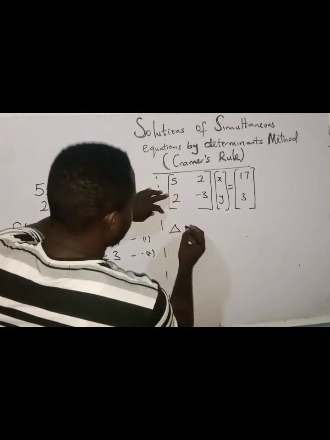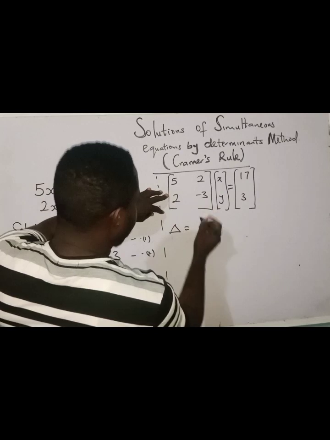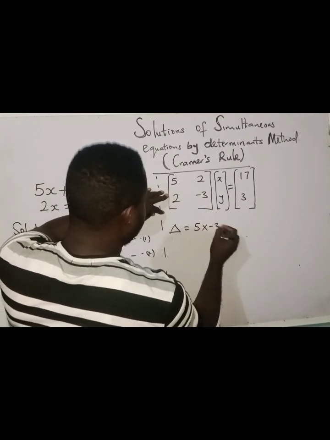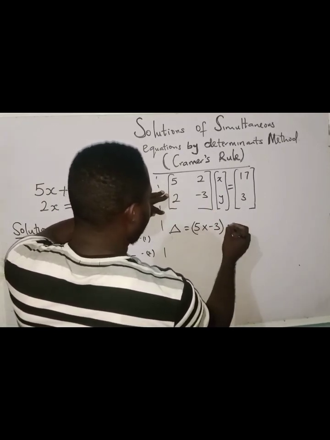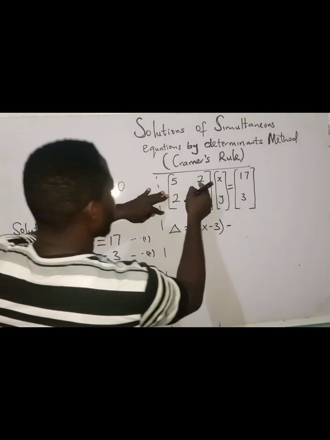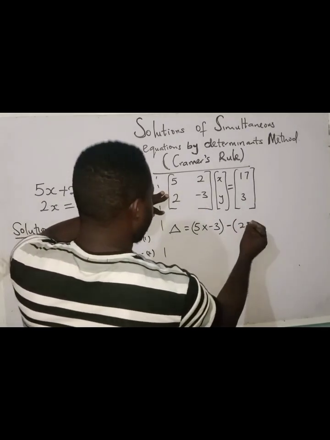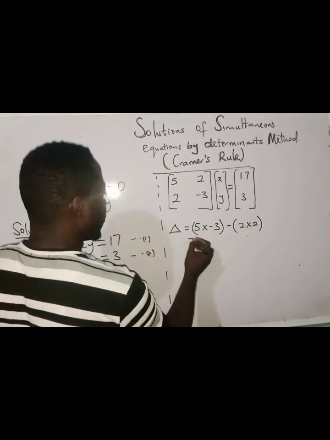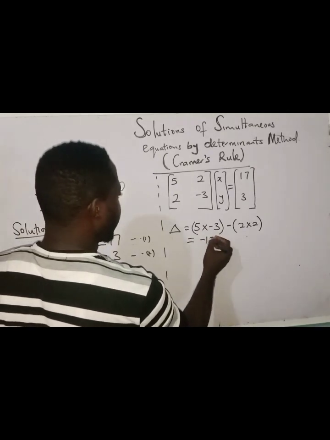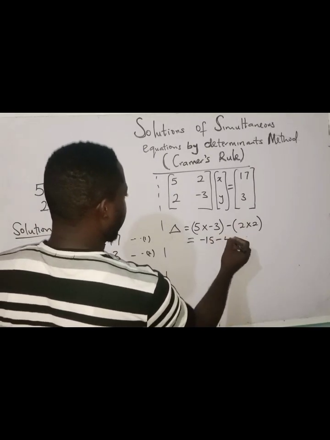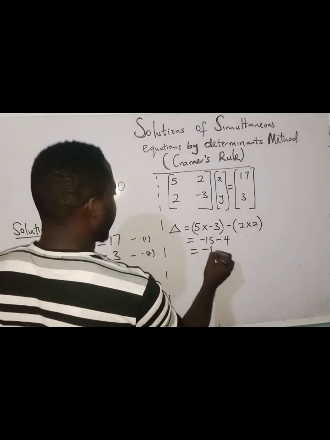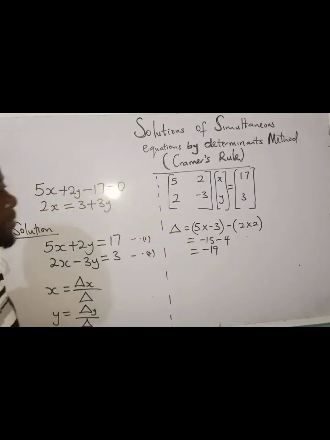Now, that's going to be 5 times minus 3, minus 2 times 2. And that will give us 5 times minus 3, which is minus 15, minus 4. And that is going to give us minus 19. So the determinant is minus 19.